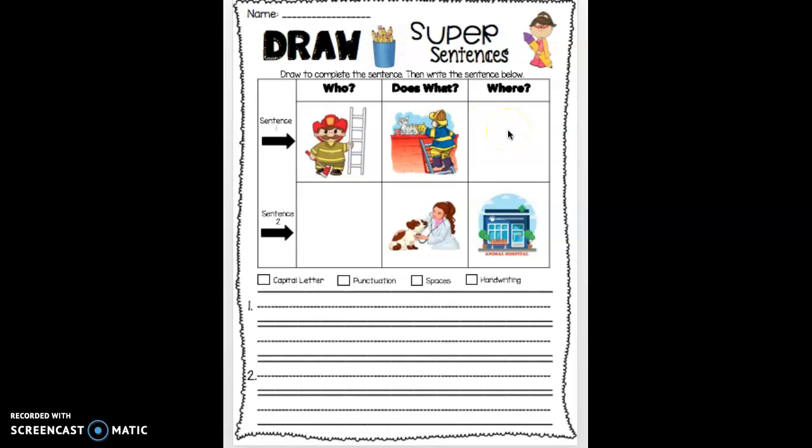Draw the picture here, and then you're going to write a sentence. The fireman is saving the kitten from the building, or whatever it is that you wrote.